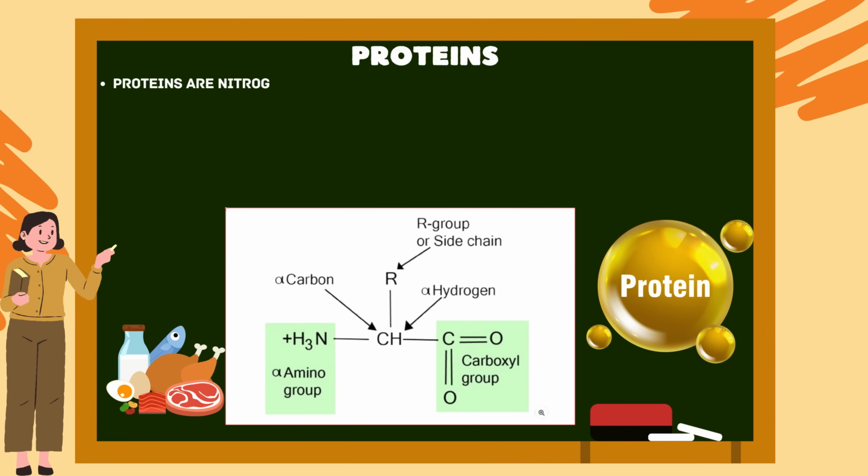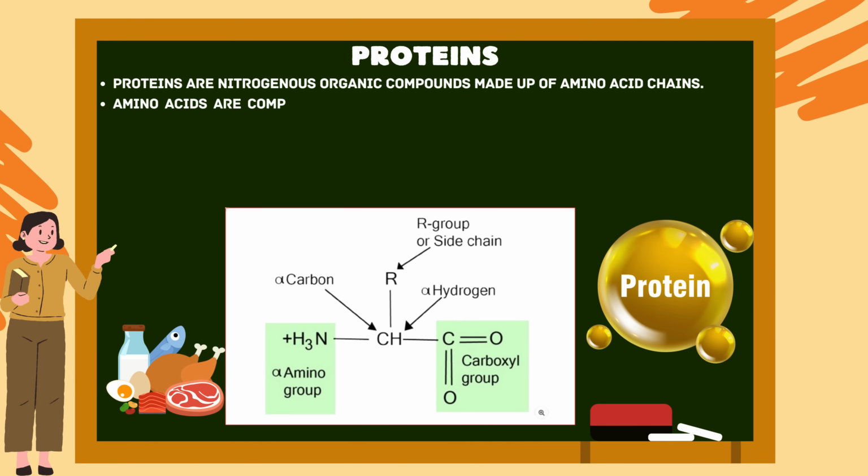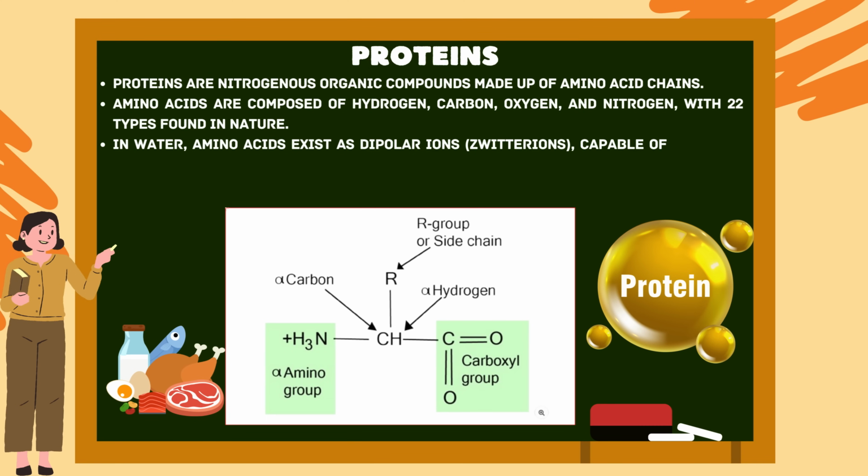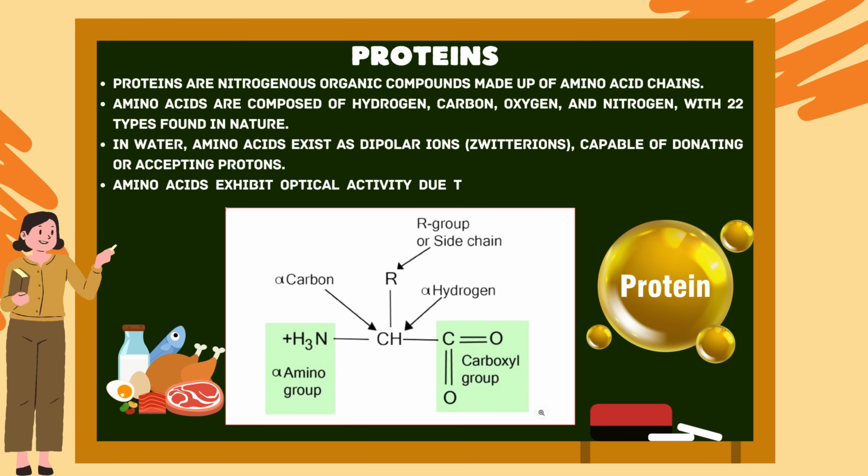Next is proteins. Proteins are nitrogenous organic compounds made up of amino acid chains. Amino acids are composed of hydrogen, carbon, oxygen, and nitrogen, with 22 types found in nature. In water, amino acids exist as dipolar ions, zwitterions, capable of donating or accepting protons. Amino acids exhibit optical activity due to their chiral carbon, except for glycine. This is an introduction to protein.